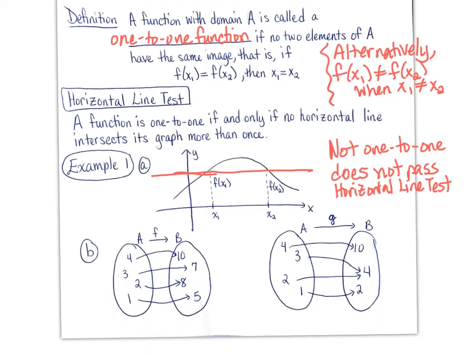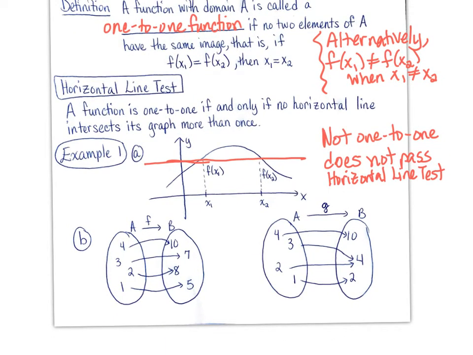Part B, suppose we have the following functions. In this one, you have a set A of numbers 1, 2, 3, and 4, and a set B of numbers 10, 7, 8, and 5. F is your function from A to B. A is your domain, B is your range. 4 gets sent to 10, 3 goes to 7, 2 goes to 8, and 1 goes to 5. Is this an example of a one-to-one function or not? Yes, it is, because no two elements of A have the same image. So F is one-to-one here.